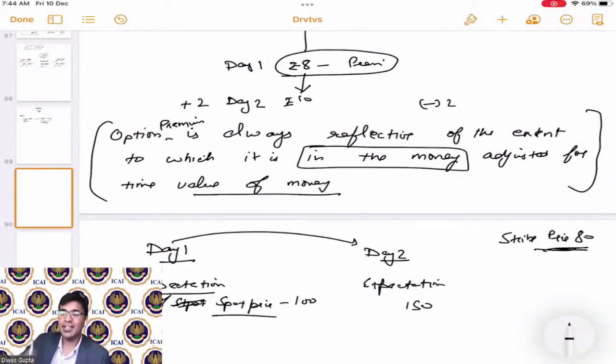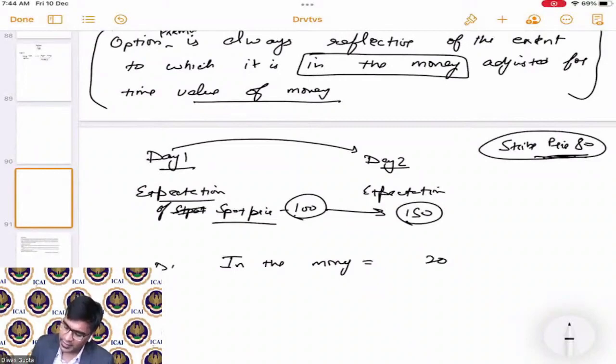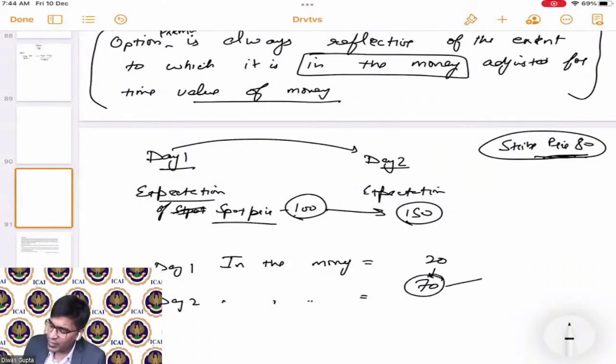Yes, Naveen, you're right. This is the price rise of underlying happening, 100 to 150. Because of this, the in the money value will be higher now. Correct? What was the in the money value earlier was 20 rupees. This is day 1. Day 2 will be how much? In the money value will be 150 minus 80, which is 70 rupees. So this difference has led to the higher premium. Correct, students? I hope you are able to understand my point.